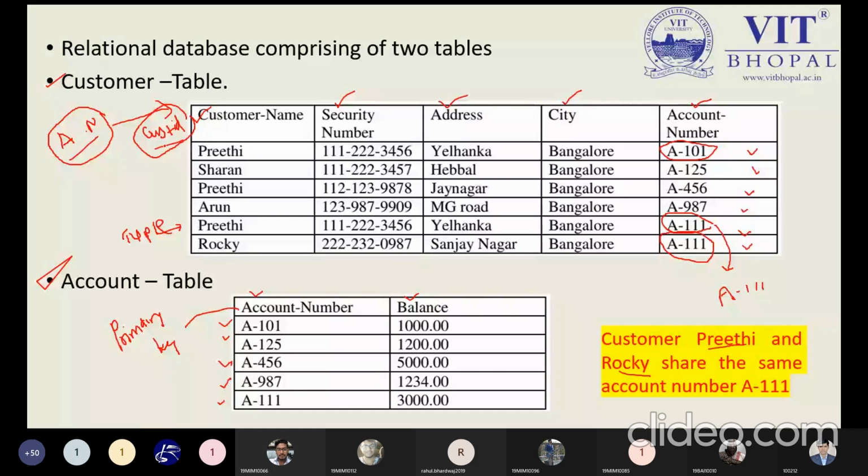Okay, so this is just an idea about the relational table. There is a common thing we have, that is the account number, and here we have the account number as well. So this is a relational model. What is the relation between these two tables or relations? We have the account number, by which we can make the relationship.